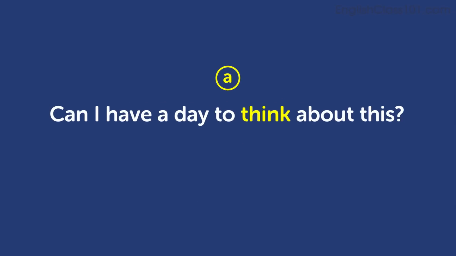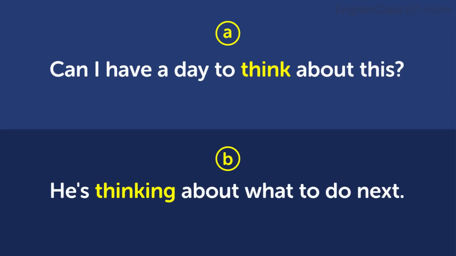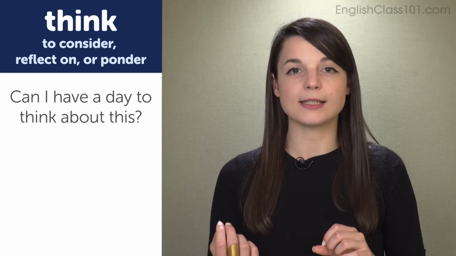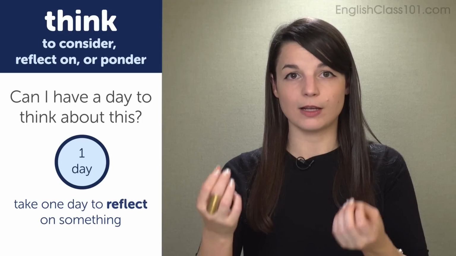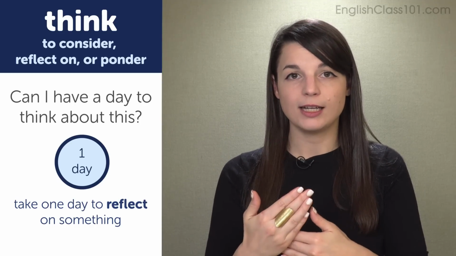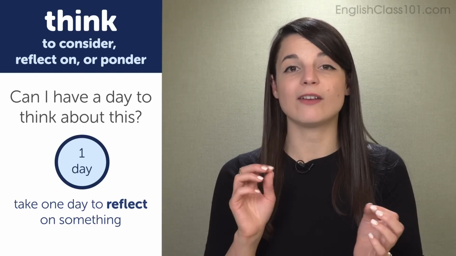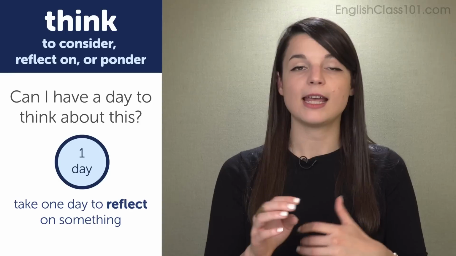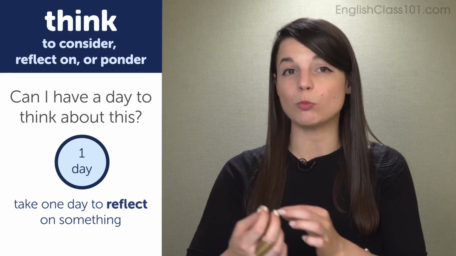Examples. Can I have a day to think about this? He's thinking about what to do next. So in these example sentences, can I have a day to think about this? Taking one day to reflect on something, like before you make a decision, is a pretty common thing to do before a big decision. So can I have a day to think about this means, can I have a day to consider this carefully? Or can I have a day to ponder this?